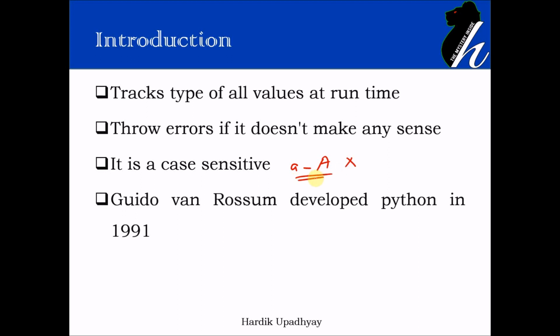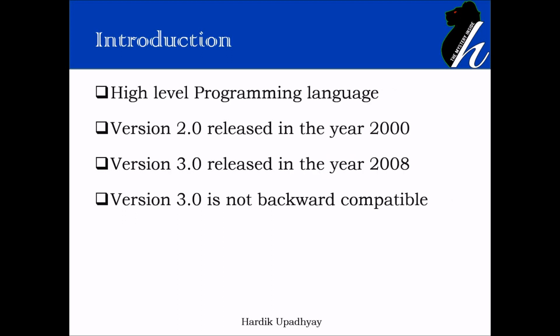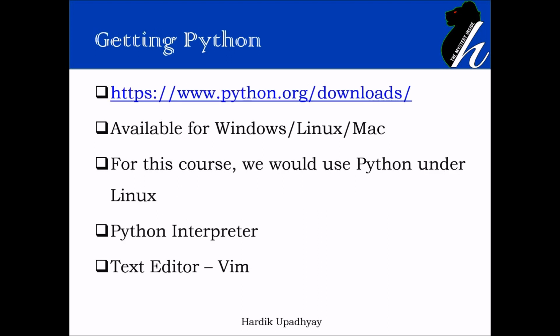Python was developed in 1991 by Guido van Rossum. It is a high level programming language. Various versions of Python are available. The latest version is 3.6. Versions 3.x are not backward compatible with 2.x. Definitely 3.x has more library support as compared to 2.x versions, but it is not backward compatible with previous versions. So depending on your requirement, you can go with any version.